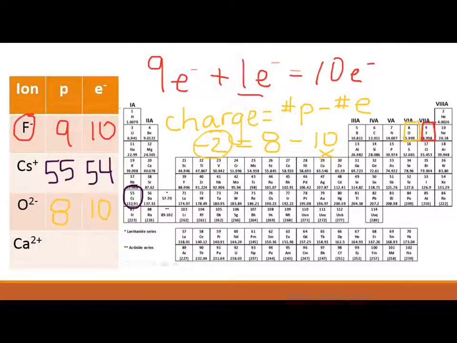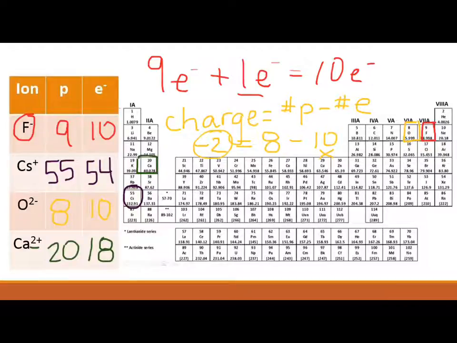So let's try one more. All right, so calcium has a 2+ charge. So here's calcium. It's atomic number 20, which means 20 protons. So ordinarily it has 20 electrons as well. Oh, but it has lost 2 electrons, giving it that +2 charge. So it actually only has 18 electrons.